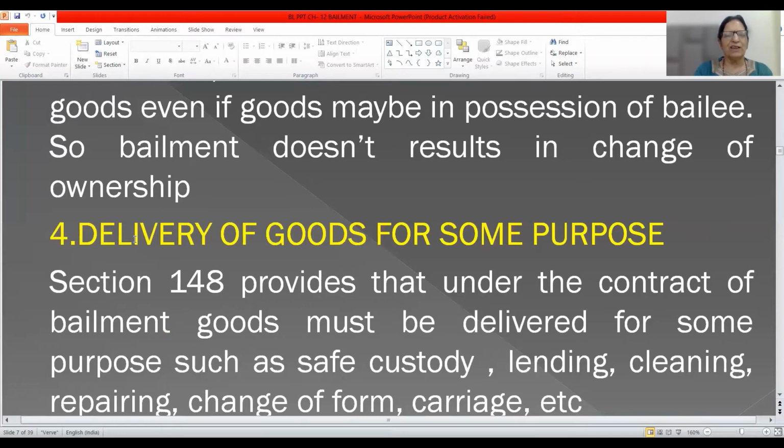Now, moving ahead, the fourth point is delivery of goods for some purpose. Section 148 provides that under the contract of bailment, goods must be delivered for some purpose. Purpose could be, friends, lending of goods, dry cleaning, repairing, change of form, carriage, etc. Or it may be safe custody also. So, friends, all these are the various purposes of delivery of goods under the contract of bailment.